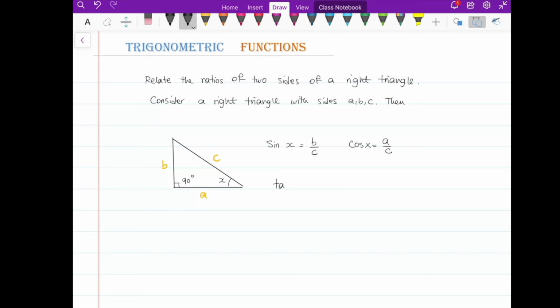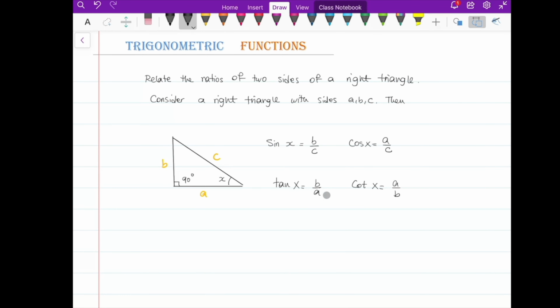Another trigonometric function is tan of X. Tan of X would be sine of X over cosine of X. Okay, it has its identity, but if you want to use the right triangle to write this, it would be B over A. And cotan of X is equal to A over B. So tan would be B over A, cotan would be A over B.